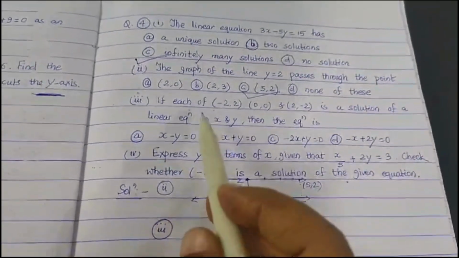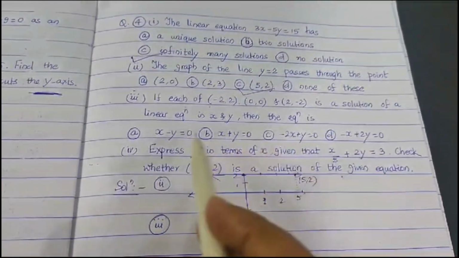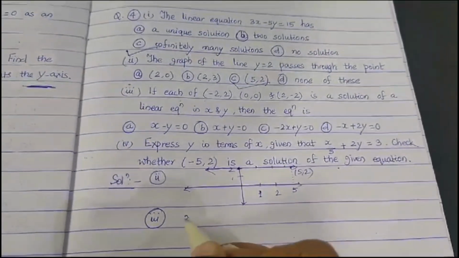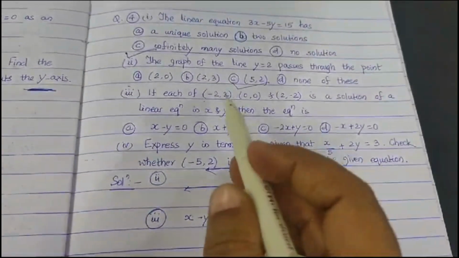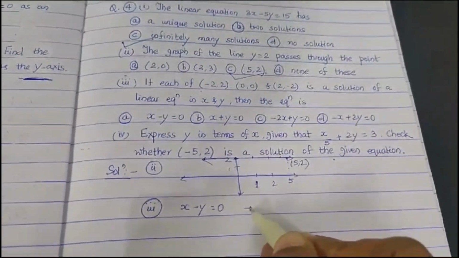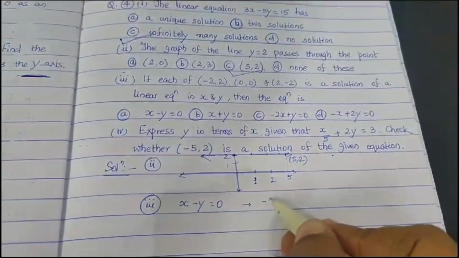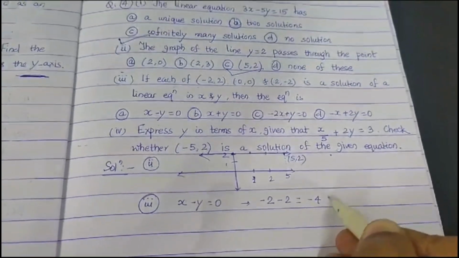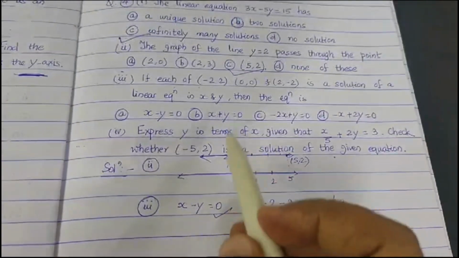Third question. If each of these points is a solution of a linear equation in x and y, then the equation is this and this. So we will have to see one by one. The first equation is x minus y equal to 0. Are these points satisfying this equation? Let us take the first one. When x is minus 2 and y is 2, that is equal to minus 4, which is not equal to 0. So this is not satisfying. So you leave this one.